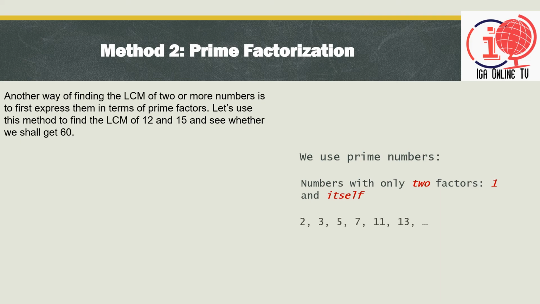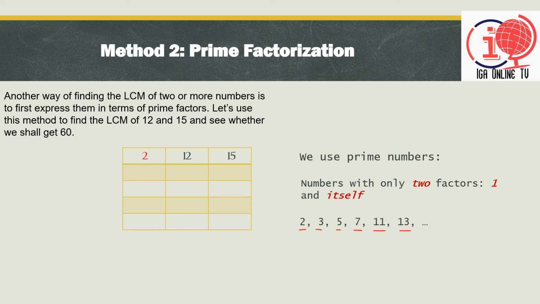We first draw a table. As you see, we'll be using 2, 3, 5, 7, 11, 13. These are the prime numbers. After drawing a table, we fill in the numbers 12 and 15. What are we going to do? We are going to divide 12 and 15 using the prime numbers. We always start with 2. Once we finish with 2, we go on with 3 and so on.